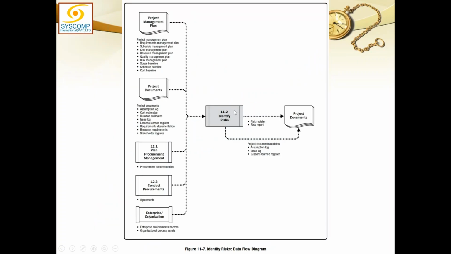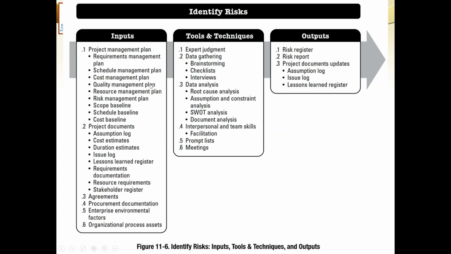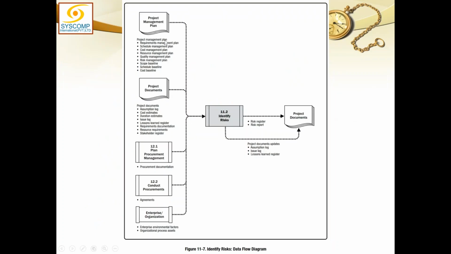So, if you look at it from the flow diagram point of view, the same thing may look like this. This is also important because this is the diagram which actually shows you what is coming from where and what is going where exactly. Previously, in the previous diagram and table, you just know inputs and tools and outputs, but you don't know what is coming from where and going where. Here exactly it shows that the project management plan along with these ingredients are coming from the process of develop project management plan. All of these documents are coming from the project documents.